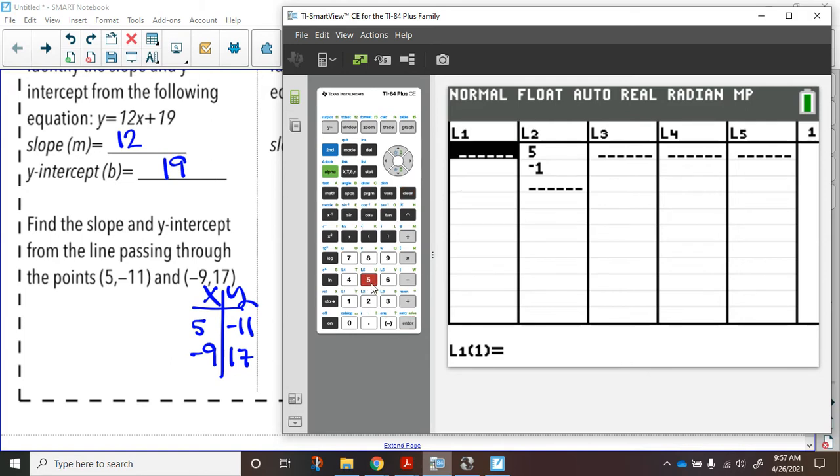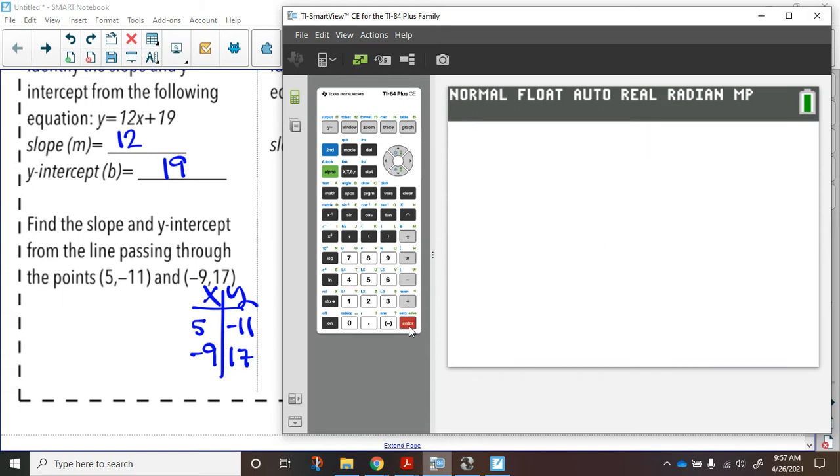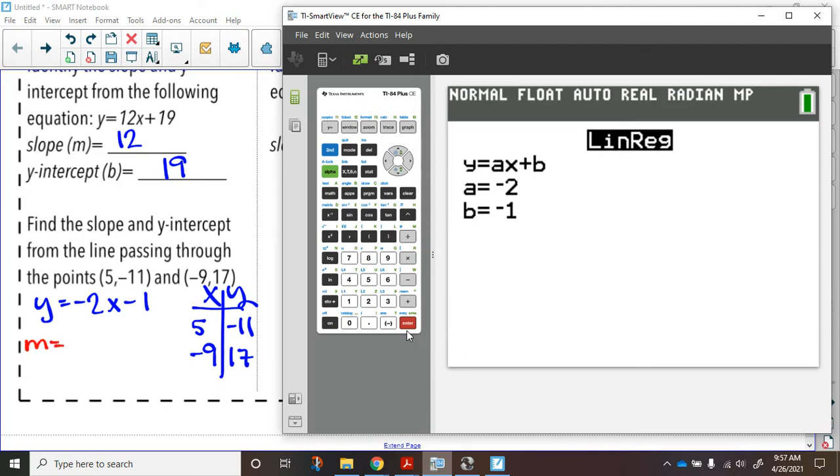so we have 5 and negative 9, and then negative 11 and 17. So again, this is a line, so stat calc number 4, enter 5 times. And our equation is y equals negative 2x minus 1. So my slope is negative 2, y-intercept is negative 1. And that would be our answer.